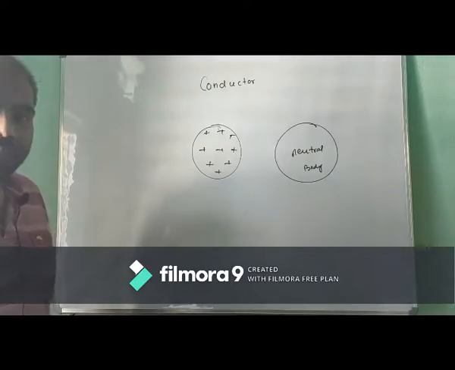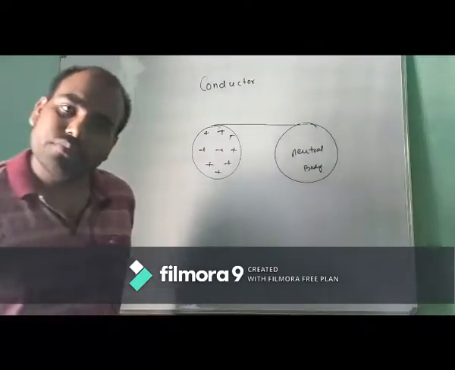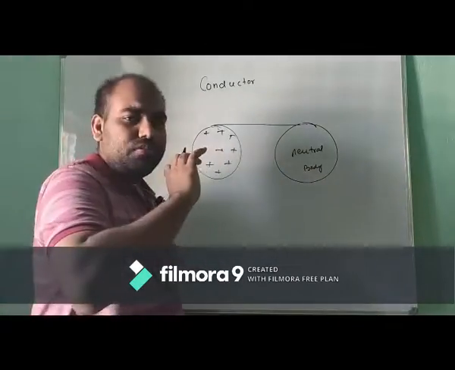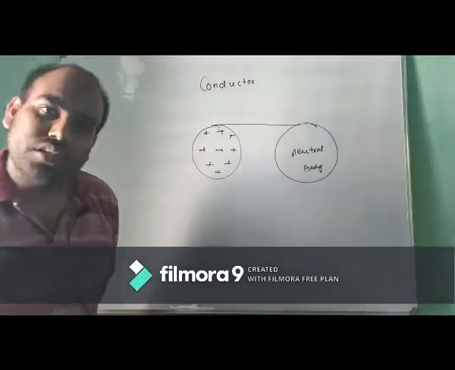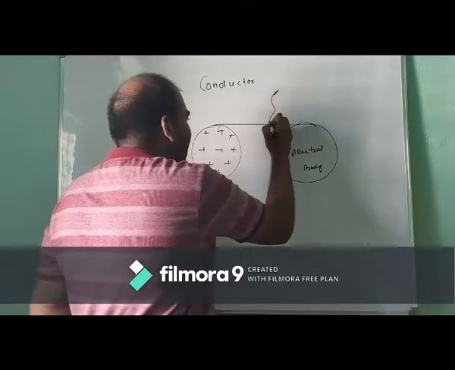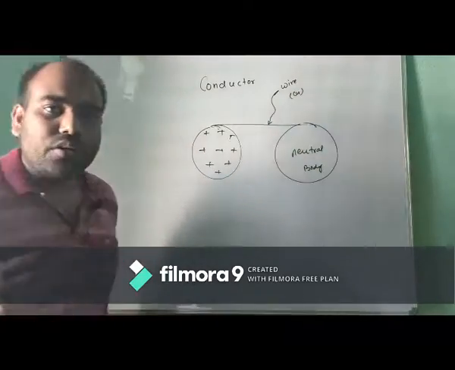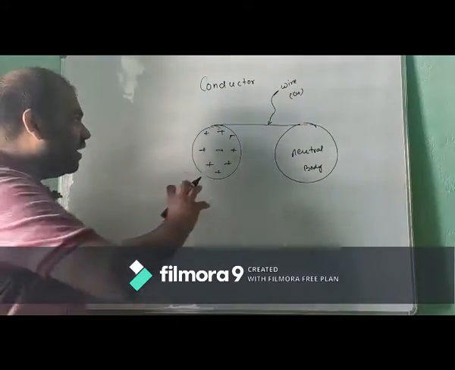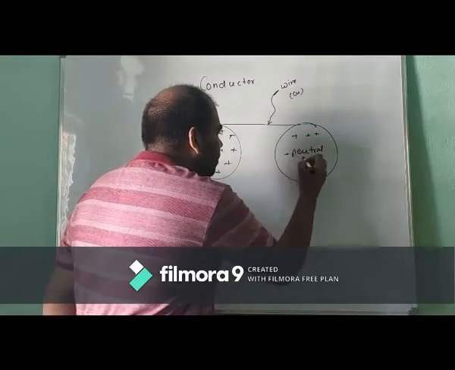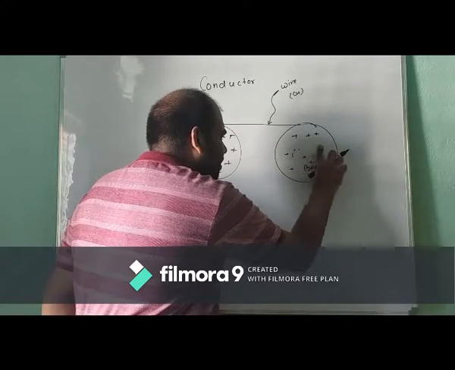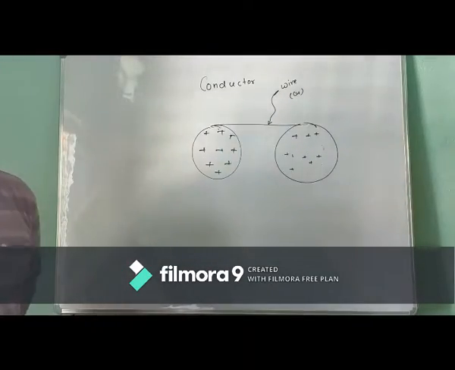Now what I am doing, I am putting a wire over this body and this body. I am connecting these two bodies by a wire. Now this wire I am choosing is made of copper. Now what we see is that on this body and this body the charge will be distributed. On this neutral body the charge will now be present, and this body becomes positively charged.